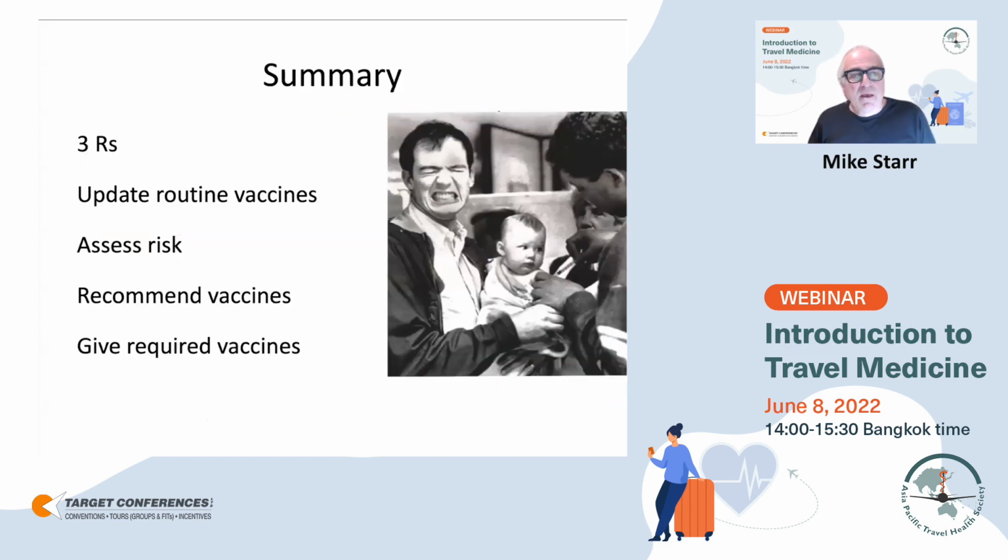So in summary, when we think about an approach to vaccine preventable diseases in travellers, we need to think of the 3 R's: routine, recommended, and required vaccines. We need to have some idea of the incidence of vaccine preventable diseases. We need to assess the risk in the host in terms of the sort of travel and the environment to which they're traveling, the country they're going to, and then give specific advice about which vaccines may be recommended, and finally give any required vaccines.